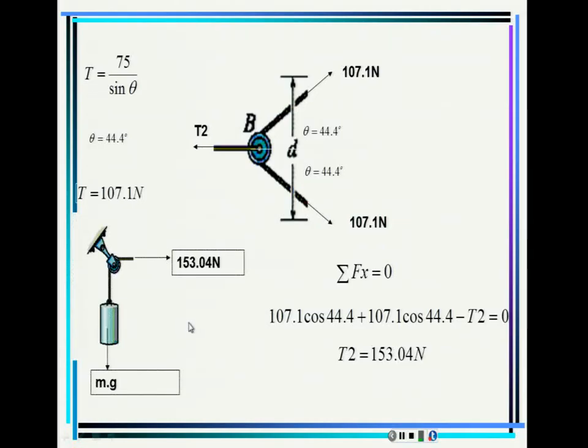Remember now the problem was asking us what is the mass of these objects, and because this is a frictionless pulley, this tension has to be equal to this tension, meaning M times G is going to be equal to 153, divided by G, 9.81 meter per square second, and get the mass of each one of those objects. And that was basically what the problem was asking us.